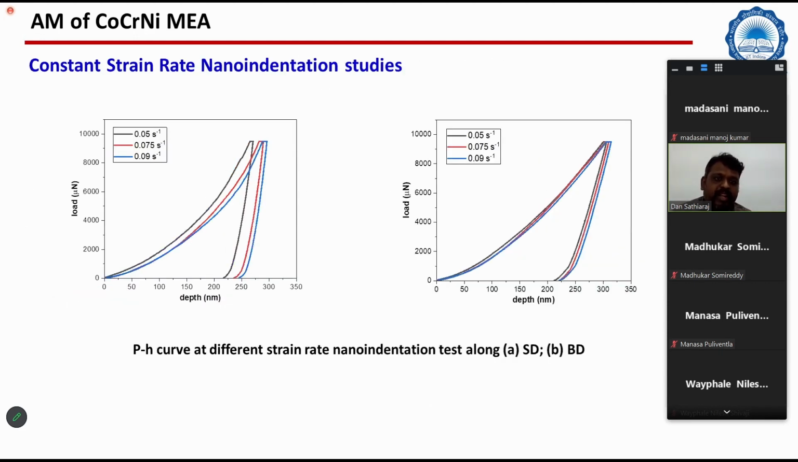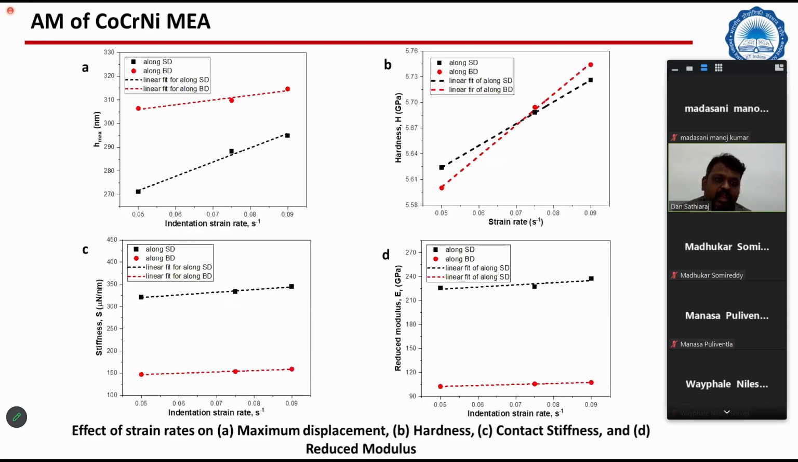Also, we did some nano indentation study. I already told that in the case of the DED process, we are getting different grain sizes, like globular grain size and equiaxed grain size. That's why we get different properties in the scanning direction and building direction. So we tried to see at the nano level how much difference there is in the modulus and hardness. Those things we wanted to see, and that's what we did here.